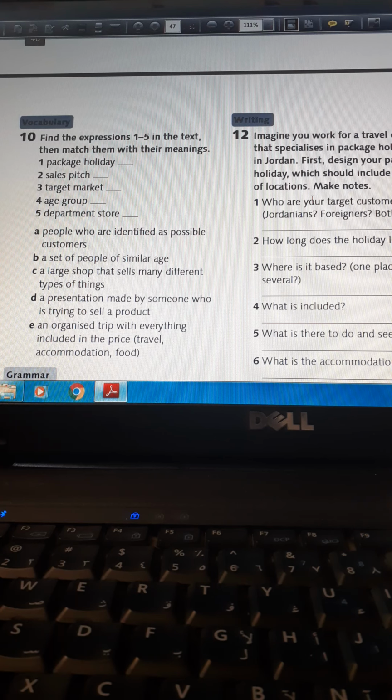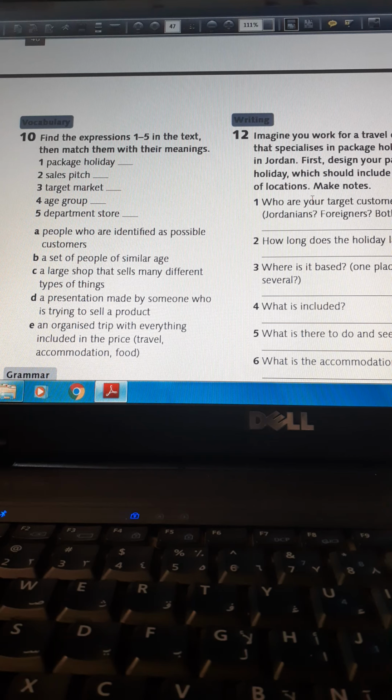Okay. Package holiday. The answer for package holiday is E, an organized trip with everything included in the price, travel, accommodation and food. Package holiday اللي هي حزمة رحلة اللي هو the prices of everything, the travel, accommodation, food, everything. Okay, accommodation guys means اللي هي الإقامة, مكان الإقامة.